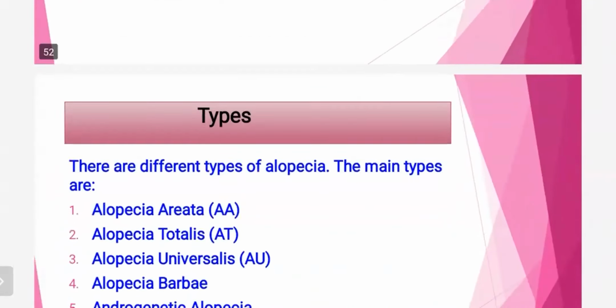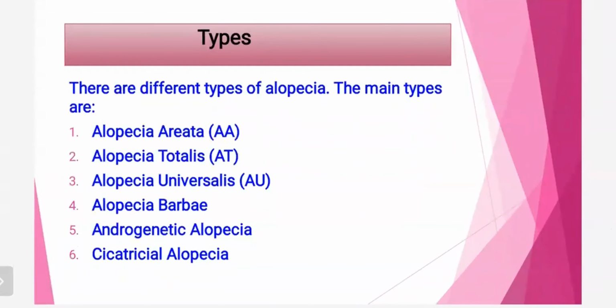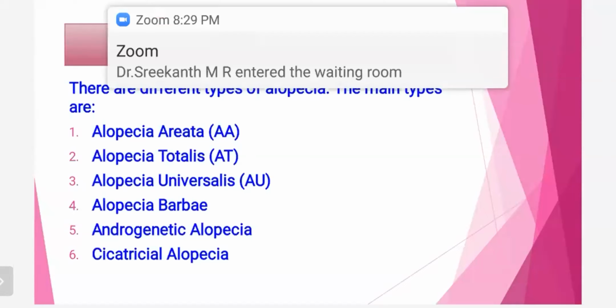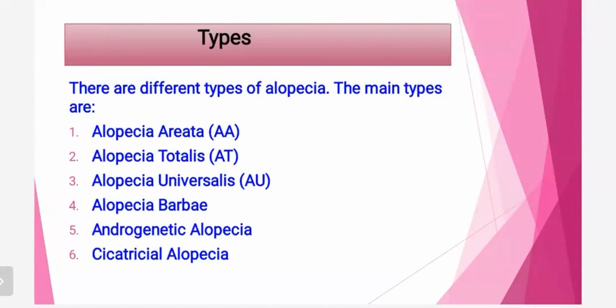As per the manifestation, alopecia is divided into 6 types. It is alopecia areata, which is the circular pattern hair loss, the indralupta. And alopecia totalis, the total loss of hairs in the scalp, which is baldness. And alopecia universalis, where the loss of hairs can happen all over the body, which normally occurs at the time of chemotherapy. And alopecia barbae is the patterned loss of hairs from the beard.